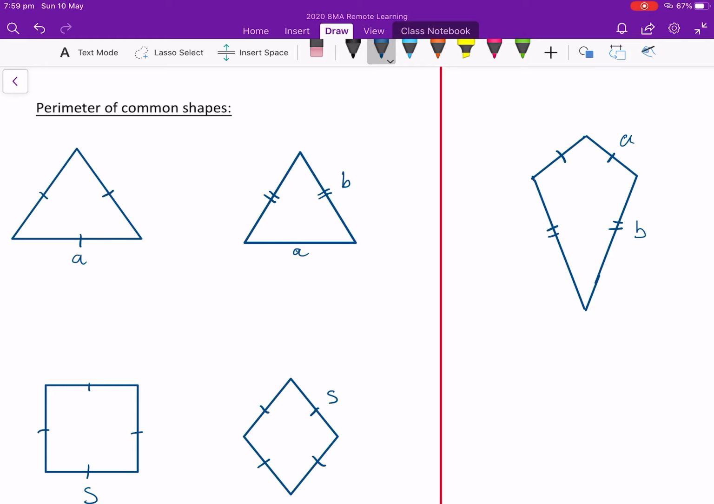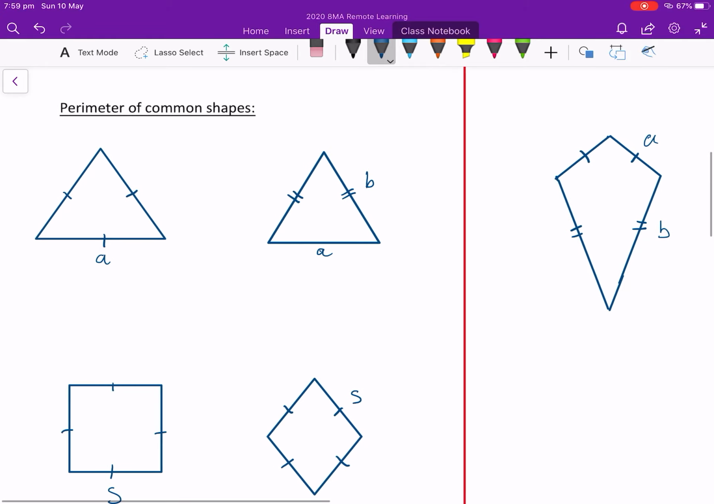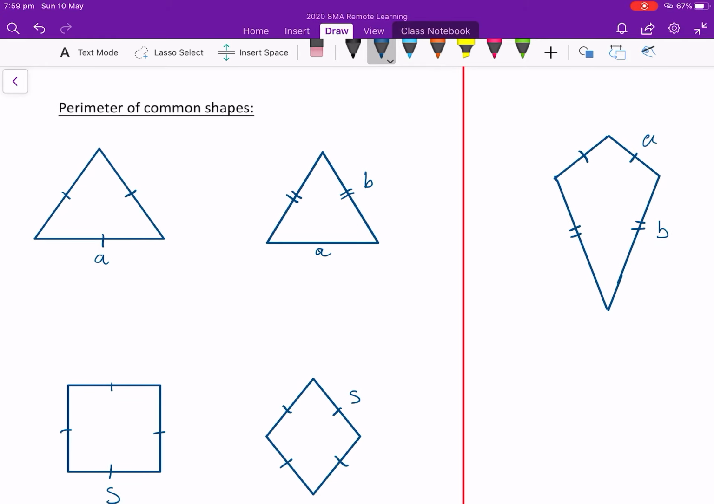Okay, so the very first one here, I have an equilateral triangle, and down here I have a side length of A. So my perimeter P will be, well, these other two sides have these dashes in them, and they're going to be exactly the same. So here, that will be A and A. So I'm going to have a perimeter of A plus A plus A. Altogether, that would give 3A.